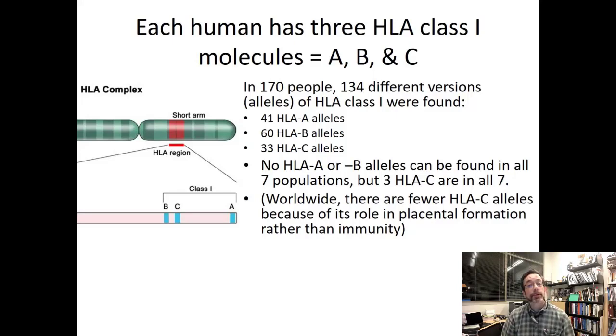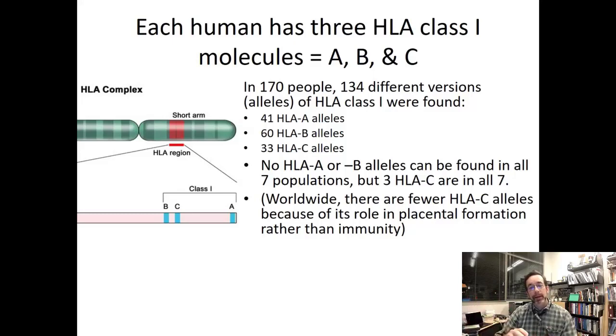So they looked across all 7 populations. None of the HLA-A or HLA-B alleles can be found in all 7 populations. But there are 3 HLA-Cs that are in all 7. This is because when we look at the role of the NK cell in immunity, the NK cell works with the HLA-C alleles. This other function keeps the HLA-C alleles more the same so that it can still interact with the NK receptors better.